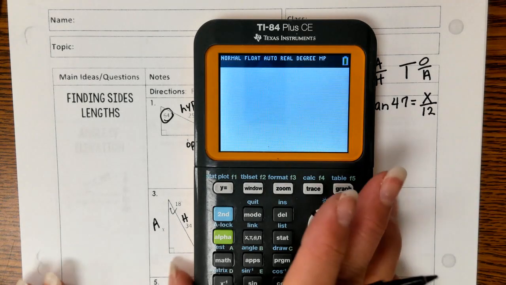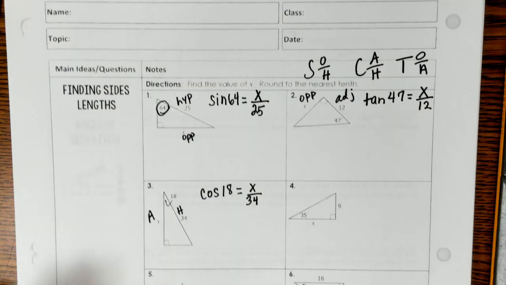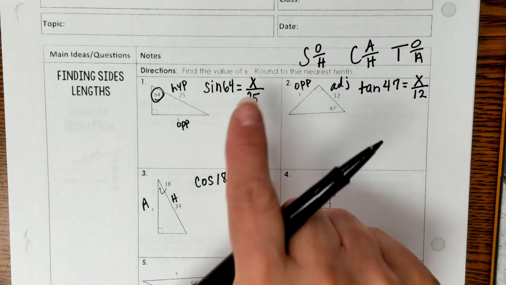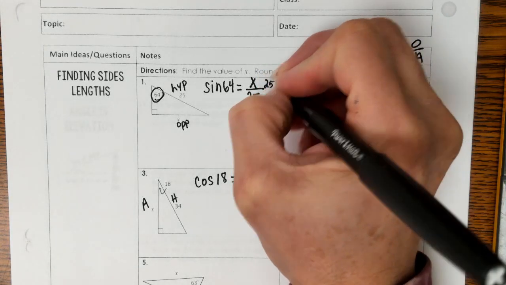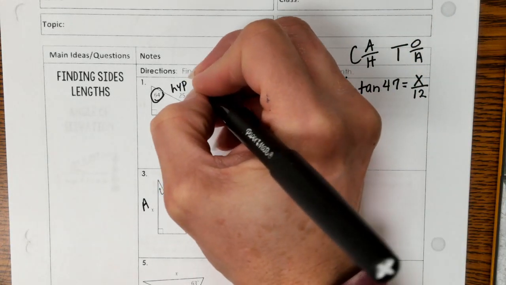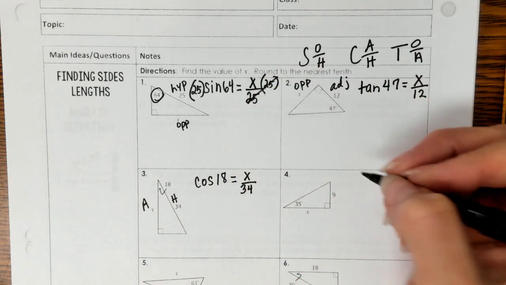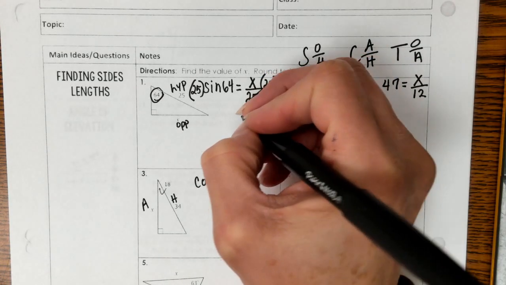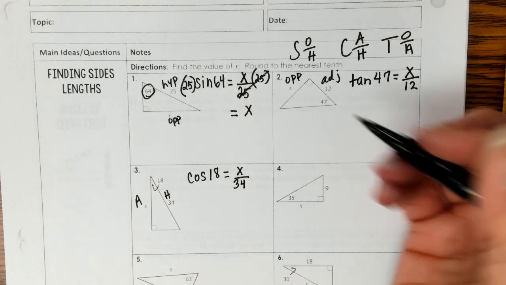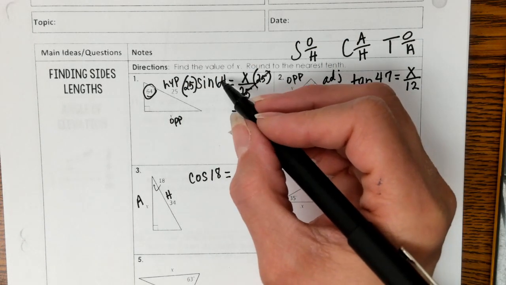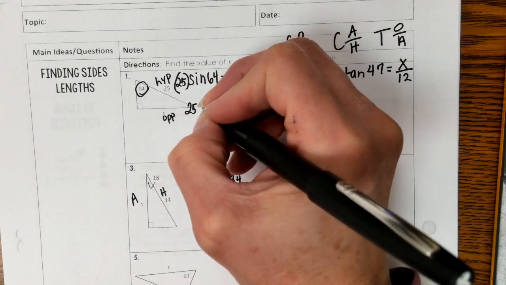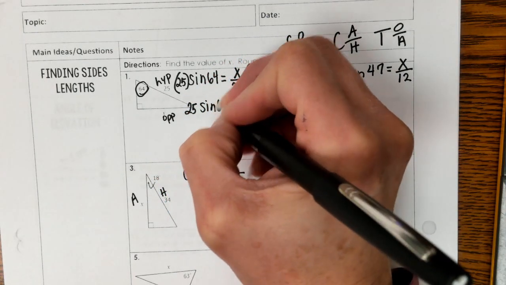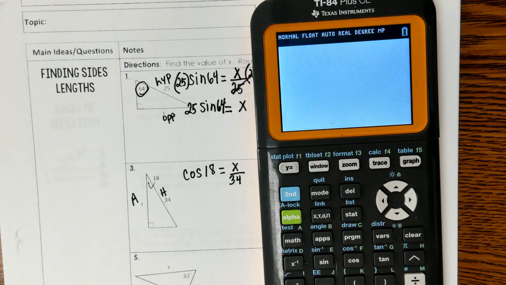Okay, so now let's go back to problem number 1 for a moment. If we're solving for letter X, how do we get rid of 25? We multiply by 25. So we're going to multiply by 25 on both sides of our problem. 25 cancels, and you get x equals. Now notice it's not 25 times the 64. Okay, it is 25 times the sine of 64, and you can type that right in your calculator now.